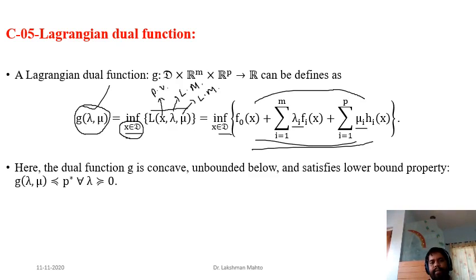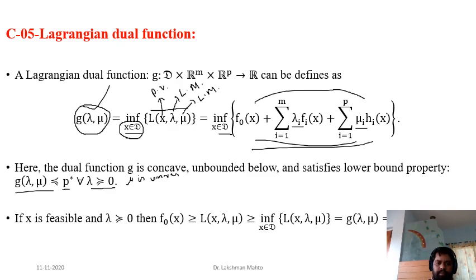But when you simplify, it takes a pure concave structure, this Lagrange dual function. Also, this Lagrange dual function satisfies the lower bound property: it is always bounded above by the optimal value of the primal problem for every lambda greater than or equal to 0. And what is mu? Mu is unrestricted. Mu can be negative, positive, whatever. So that is the scenario of defining the Lagrange dual function.